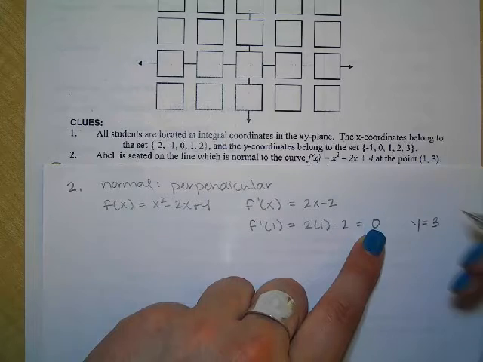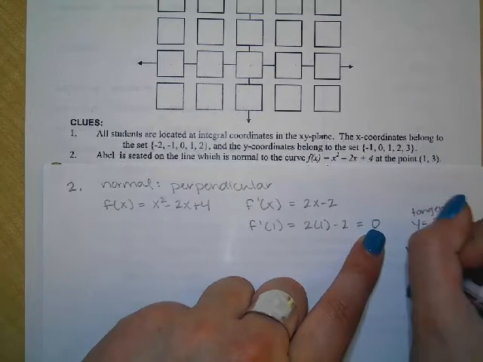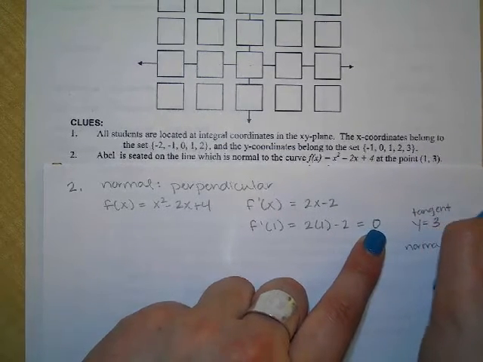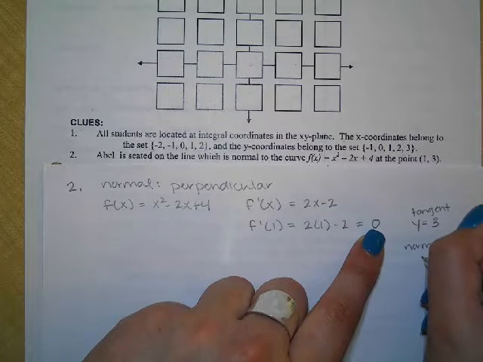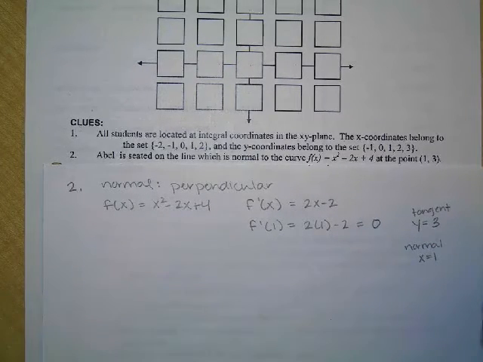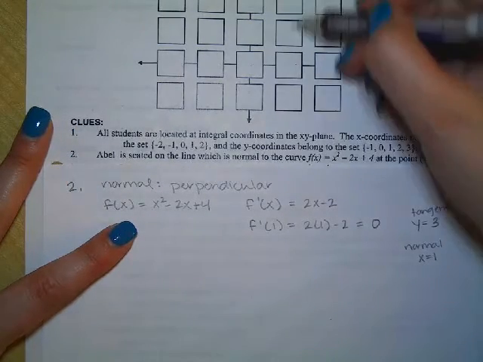So I'm going to go ahead and label this, the tangent line is y = 3. So the normal line would be perpendicular to that, which would be completely vertical. And if it goes through the point (1, 3), what would that line be? x = 1. Undefined slope, it would be x = 1. Okay, so that means that Abel is somewhere on this line.